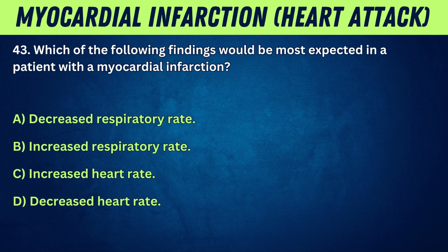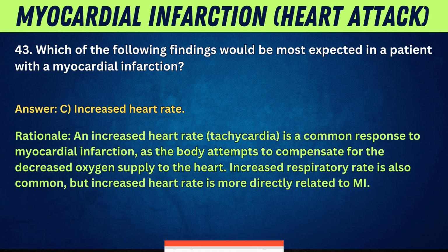43. Which of the following findings would be most expected in a patient with a myocardial infarction? A. Decreased respiratory rate. B. Increased respiratory rate. C. Increased heart rate. D. Decreased heart rate. Answer: C. Increased heart rate. Rationale: an increased heart rate, tachycardia, is a common response to myocardial infarction as the body attempts to compensate for the decreased oxygen supply to the heart. Increased respiratory rate is also common, but increased heart rate is more directly related to MI.